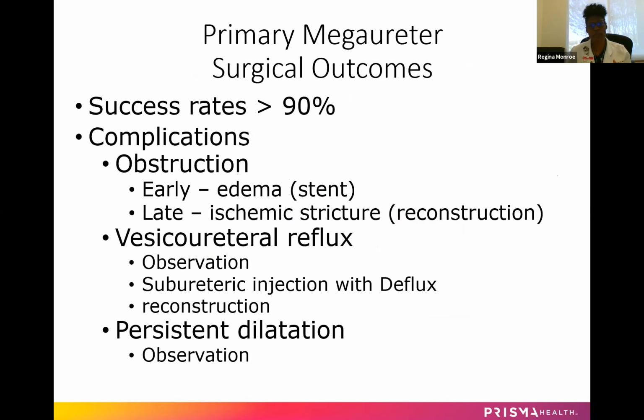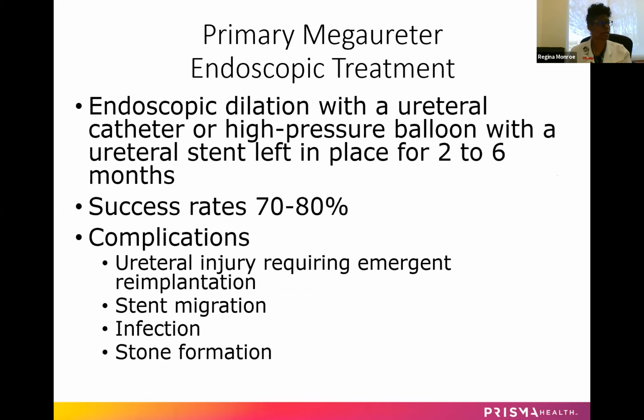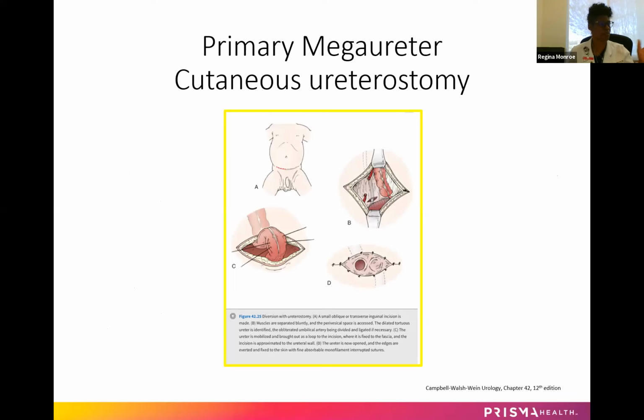Then often I will temporize with just a cutaneous ureterostomy, where I make an inguinal incision, go down, find the obliterated umbilical artery, and find the ureter running underneath. And depending on the situation, I will either do a loop cutaneous ureterostomy or an end cutaneous ureterostomy to decompress the system. So it just depends on the age of the child and what needs to be done.